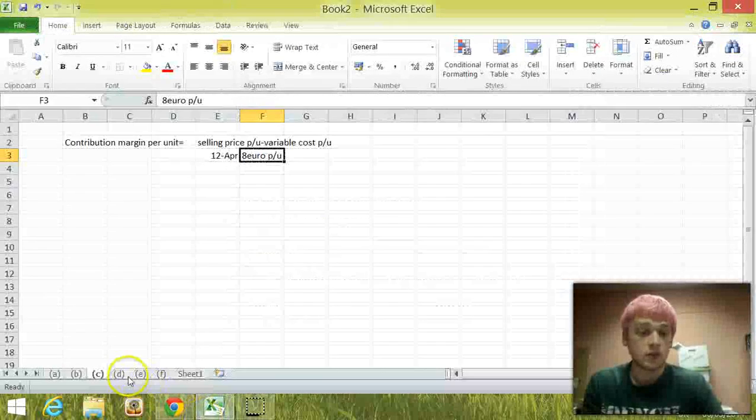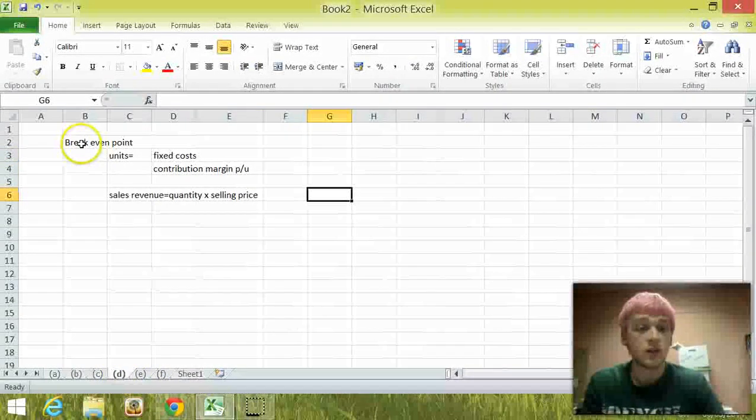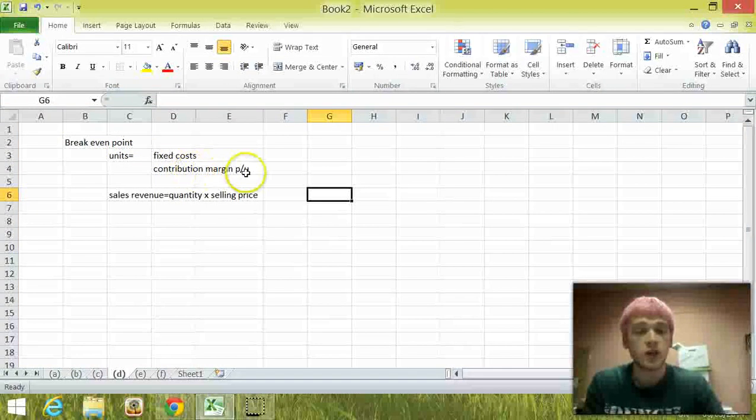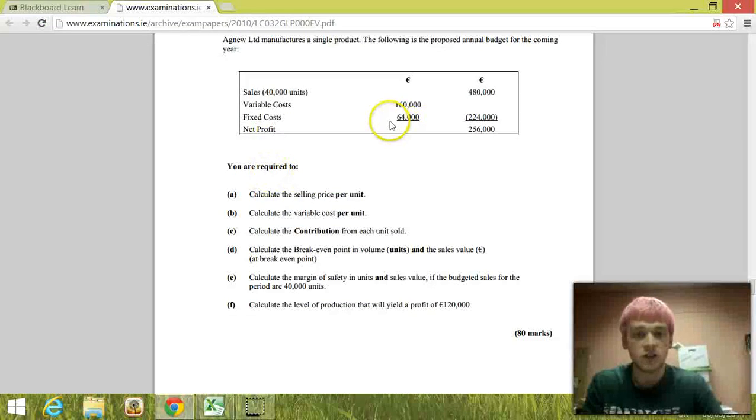So going back into the question, we're going to part D. We have another formula. First off, the break-even point in units is equal to the fixed cost divided by the contribution margin per unit. So from the question, we have our fixed cost of €64,000.